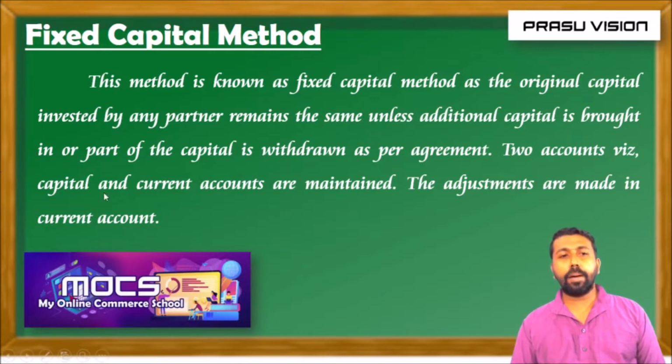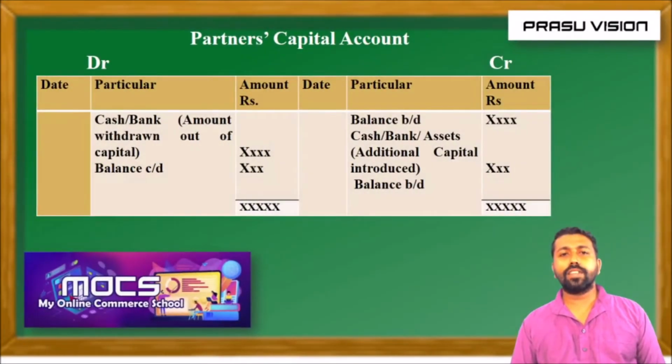So there are two accounts we have to prepare. One is partner's capital account and the other is partner's current account. Under fixed capital method, we are preparing two accounts, but in fluctuating capital method, only one account is prepared, that is partner's capital account. First of all, we have to learn in detail what are the items recorded in the format of partner's capital account. So just go through the details.